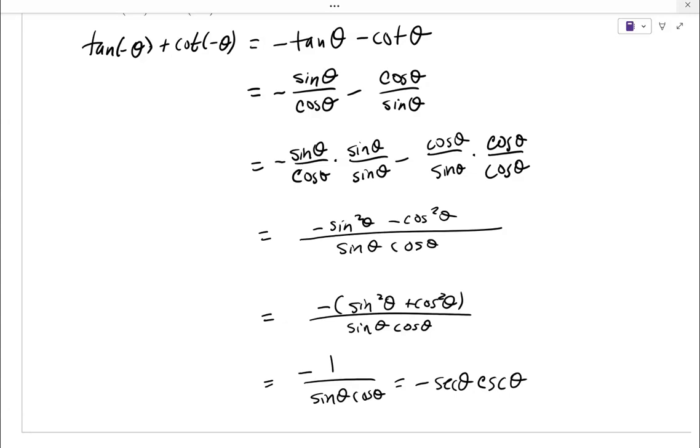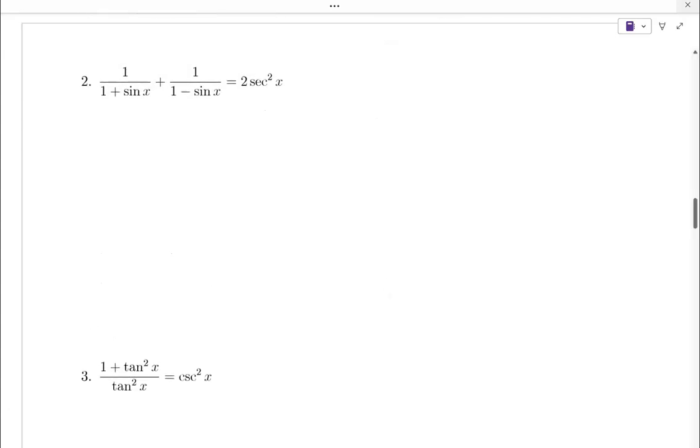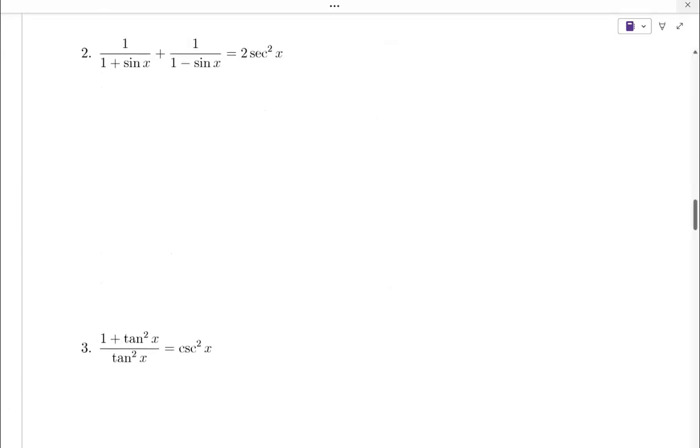Let's see if we can do another one. We've got 1 over 1 plus sine x plus 1 over 1 minus sine x, and that's equal to 2 secant squared x. Which side do you think you might want to work with, the left or the right? The left, right? That one's a lot more complicated, correct? So start working on that one. Work on it for a minute or two and see what you can come up with.